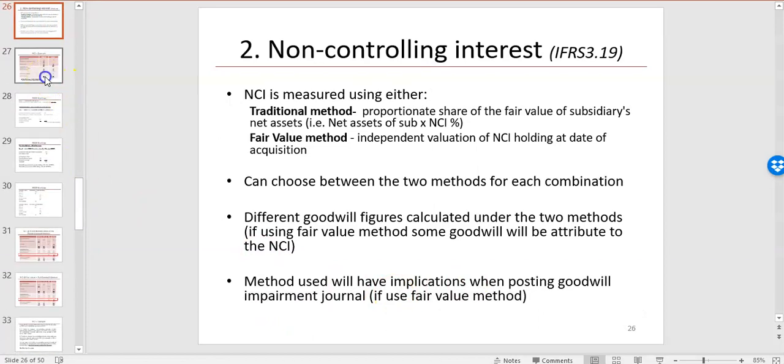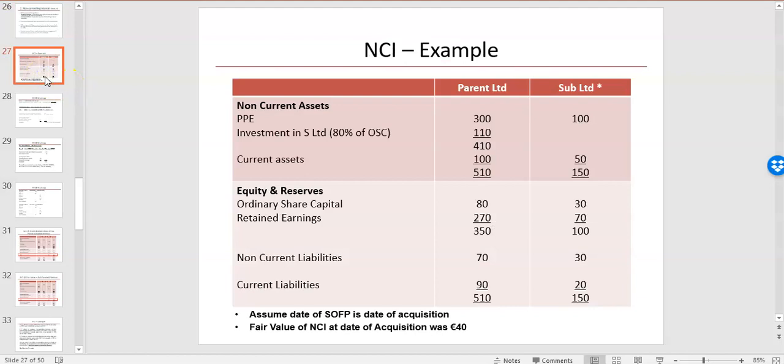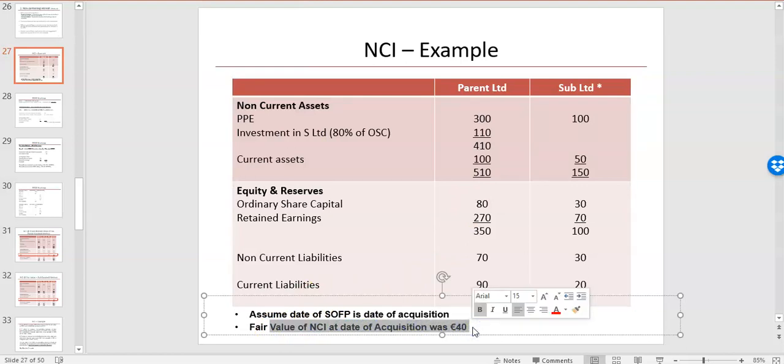intergroup adjustments. So let's talk a small little example of a parent plus a sub, right? When we're looking at NCI. So we're assuming for simplicity that the date of the statement of financial position is the date of acquisition. So this is the net assets at acquisition as well. There's no post-acquisition period. And the parent has acquired 80% of the ordinary share capital of S. That means you have a 20% NCI. And you're told then the fair value of the NCI at the date of acquisition was €40.